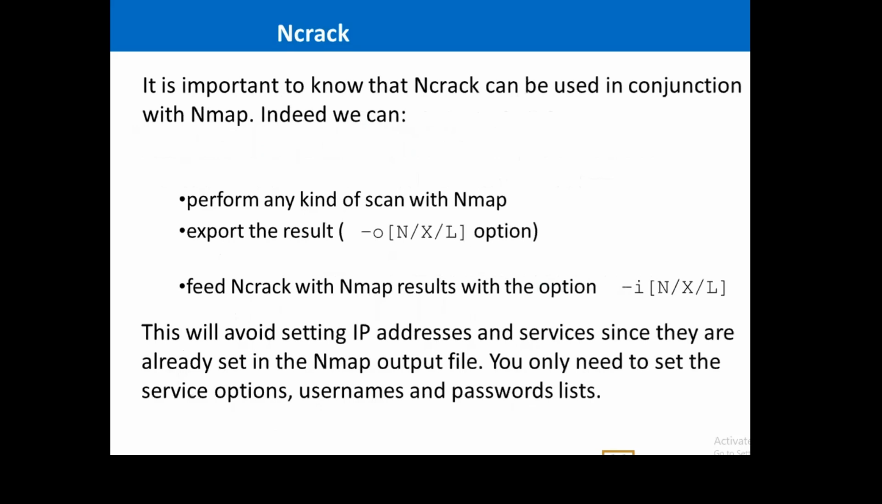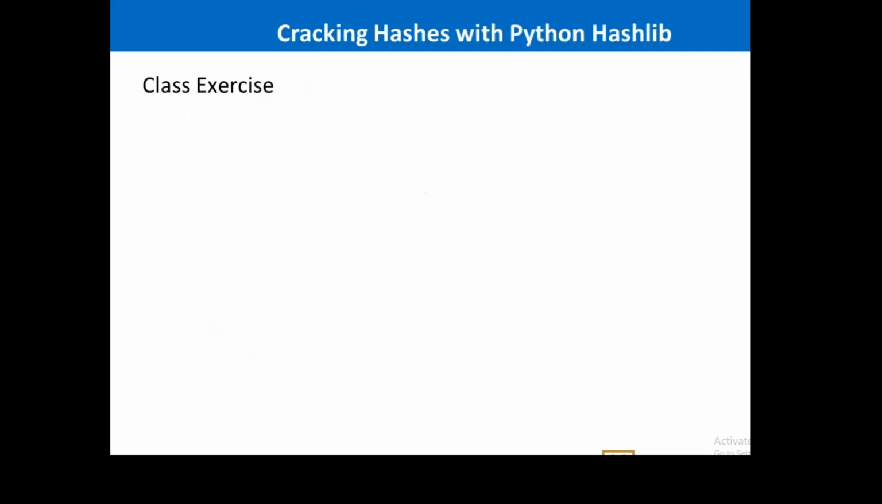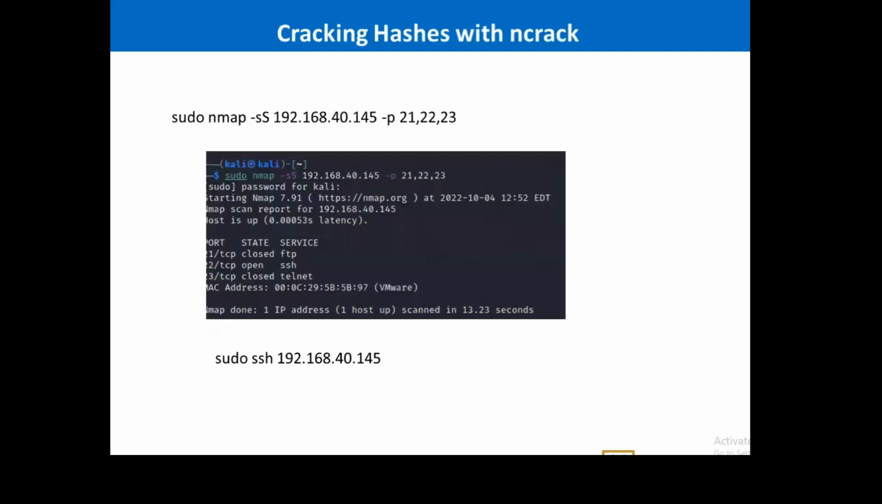It's important to know that Ncrack can be used in conjunction with Nmap. Indeed, we can perform any kind of scan with Nmap, export the results, and feed Ncrack with the Nmap results using this particular option. This avoids setting IP addresses and services, since they are already set in the output file. You don't need to set the service option, username and password list. So let's look at this classwork.